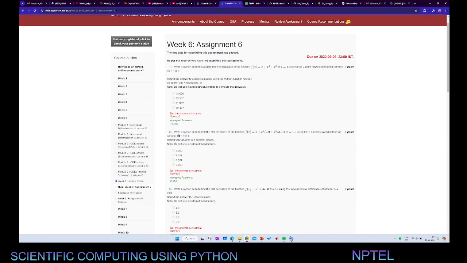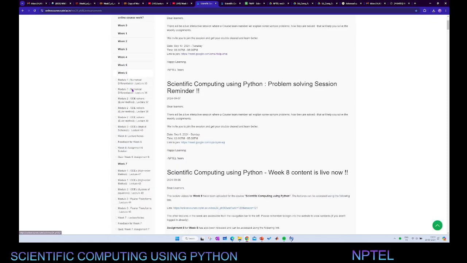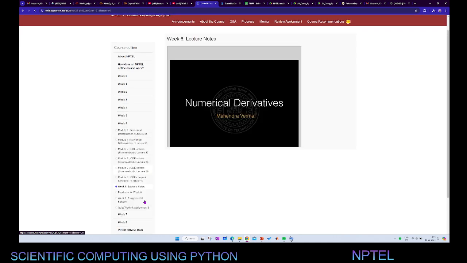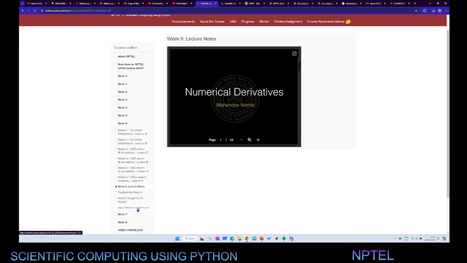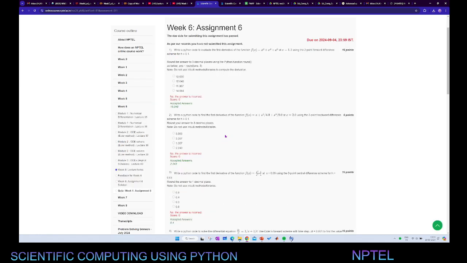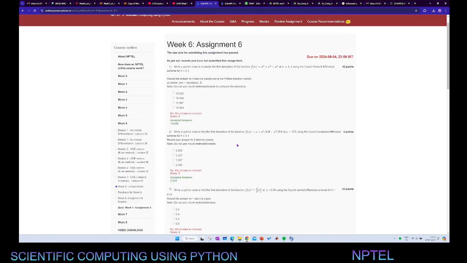The second question. Actually, yes, I think it was a typo error. It should be 3 point... the last option. Yeah, let me open the same assignment. Question number 2.